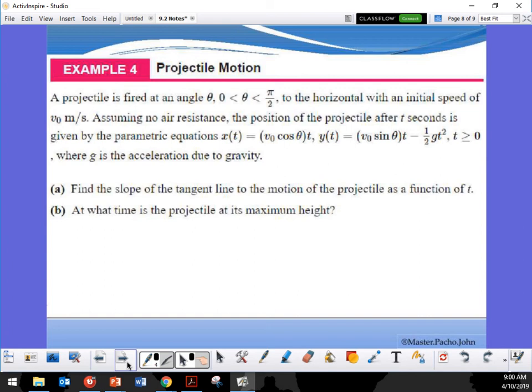A projectile is fired at an angle theta to a horizontal with initial speed of v sub naught meters per second, assuming no air resistance. The position of the projectile after t seconds is given by the parametric equations x equals v sub naught cosine theta t, and y equals v sub naught sine theta t minus 1/2 g t squared, where t is greater than or equal to 0 and g is the acceleration due to gravity, which would be 9.8 meters per second squared, negative.